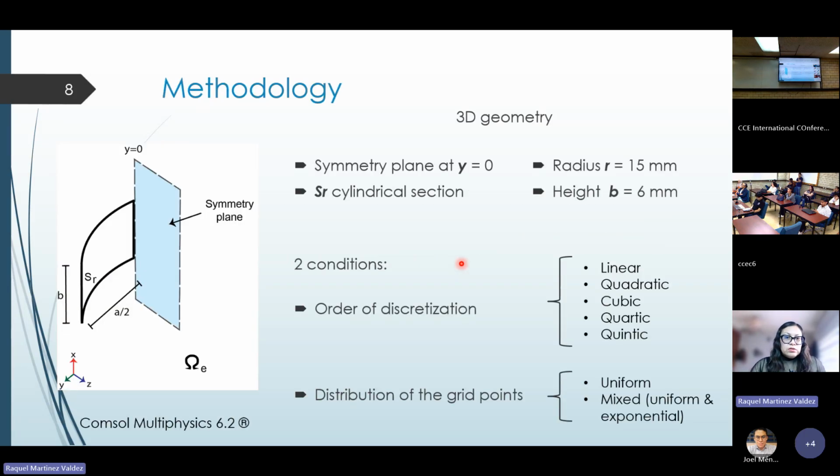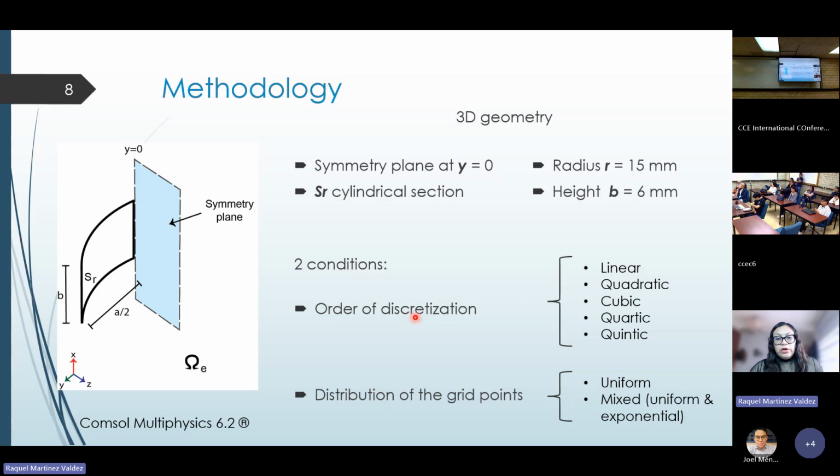So we propose this geometry, that is a demi-cylinder or section of a cylindrical shape. In this case, this boundary is a transducer that has a radius of 15 millimeters and a height of 6 millimeters. It has a symmetric plane at y equals 0, so we can reduce computational cost.